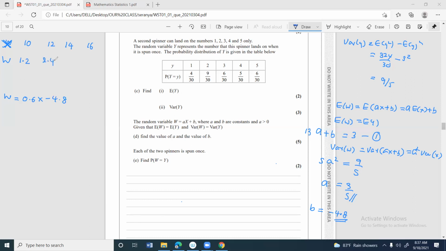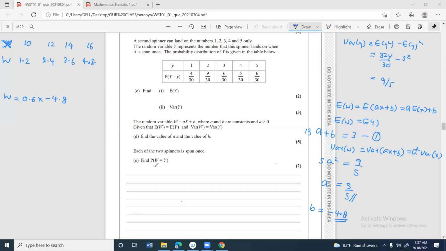If I put 14 there, 14 into 0.6 minus 4.8 turns out to be 3.6. If I put 16 there, you get the answer 4.8. Then these are the available W values for these questions. What are the Y answers? 1, 2, 3, 4, 5.